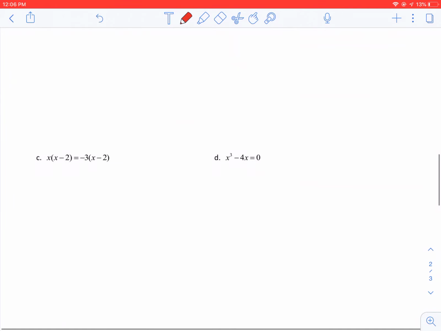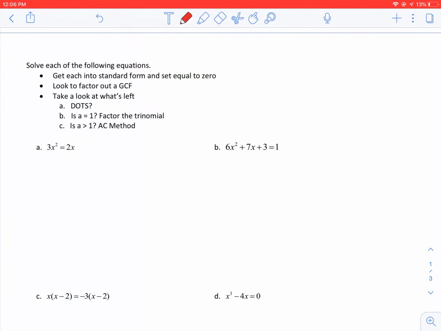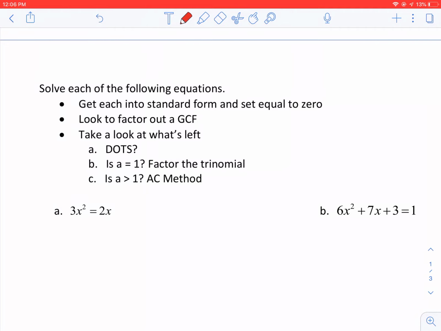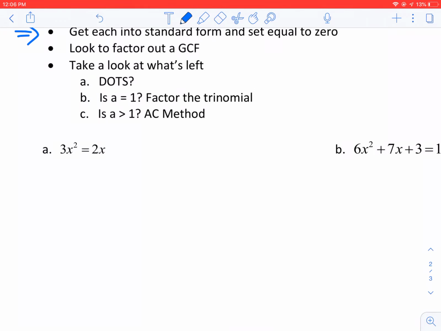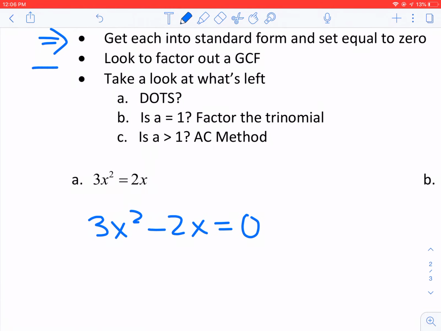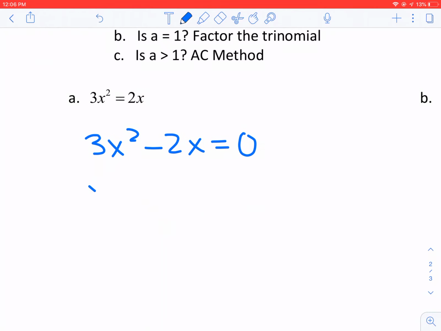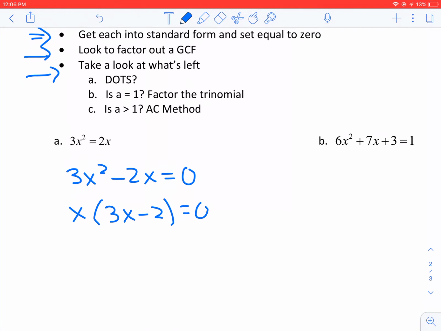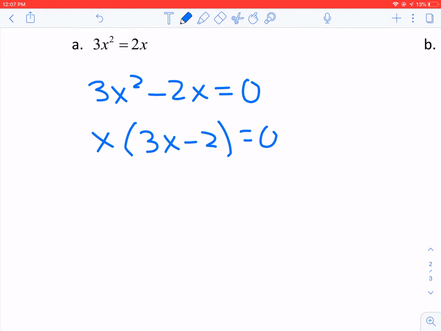All right, and down here, just some quick practice solving equations. Right here are our steps. We're going to get each into standard form and set it equal to 0. So in this first one, subtract 2x from both sides, get it equal to 0. Look to factor out a GCF. There's a GCF here of x. So x times 3x minus 2 equals 0. Take a look at what's left inside that parentheses. Is that a difference of squares? No. Is that a trinomial? No. So we're done factoring.